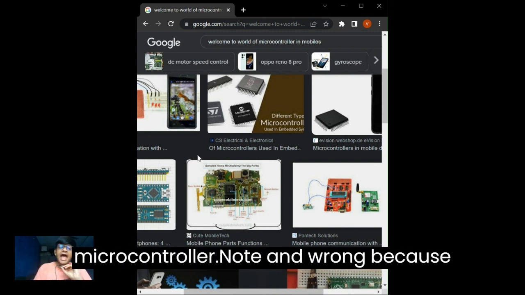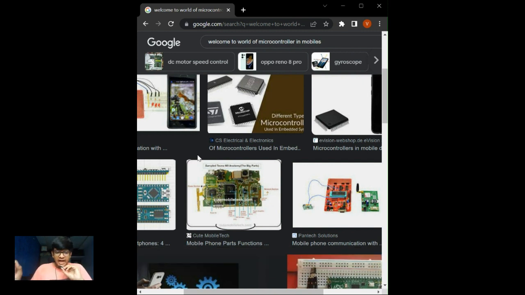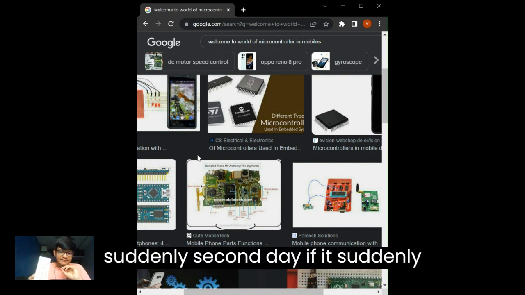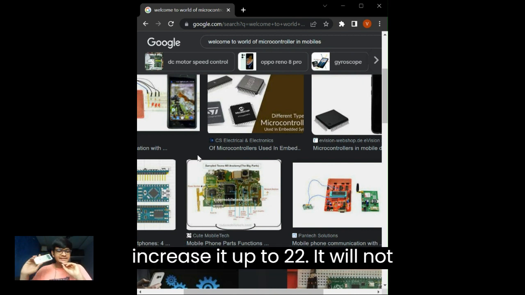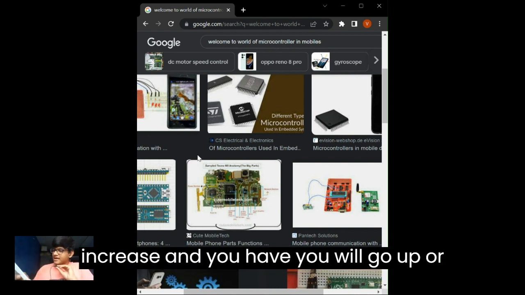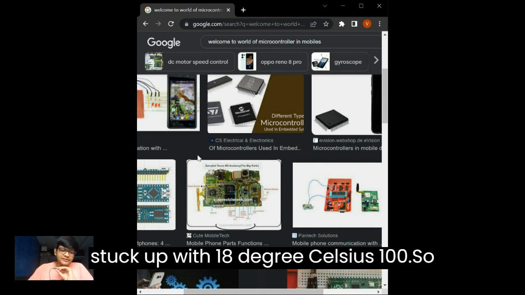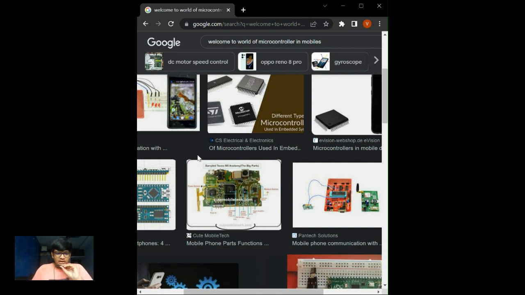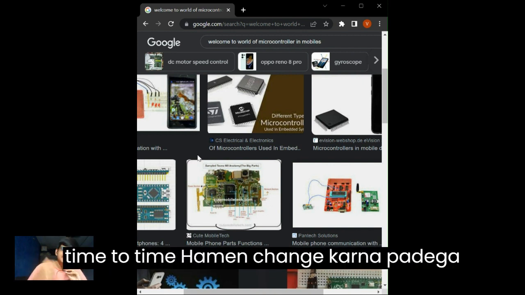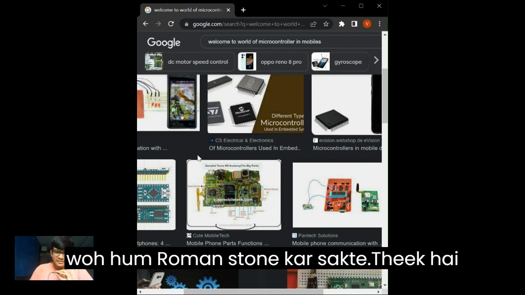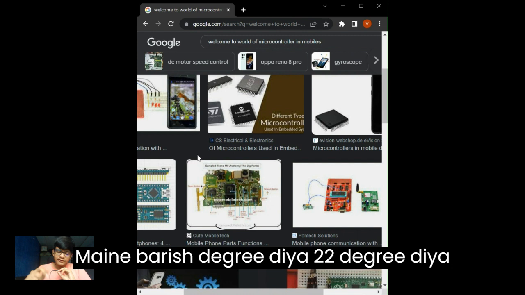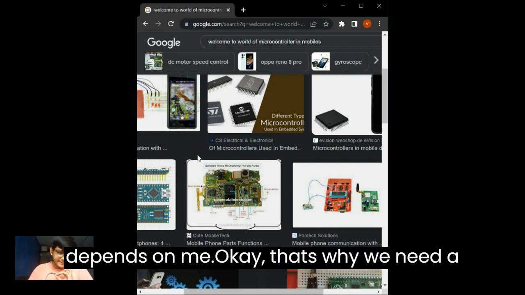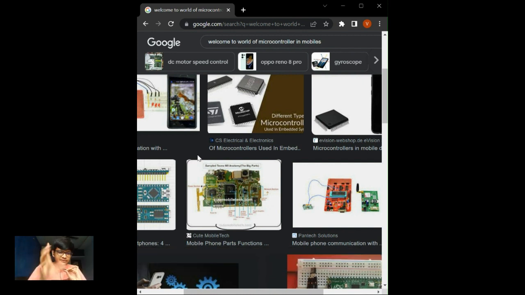It gets stored in the RAM component of the microcontroller, not in ROM. Because suddenly on the second day, if it starts raining outside, I need to increase it up to 22. It will not increase, and you will be stuck with 18 degrees Celsius. So the data needs to be changed from time to time, and we cannot store that in ROM. We can store it in RAM: today I gave 22 degrees, tomorrow I can give 20 degrees. It depends on me.